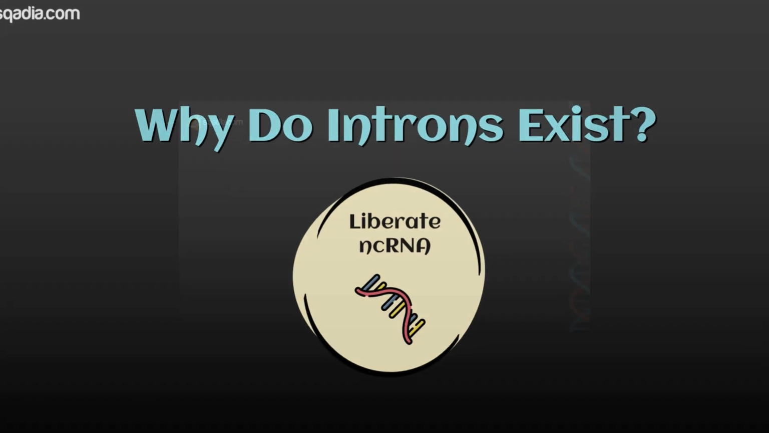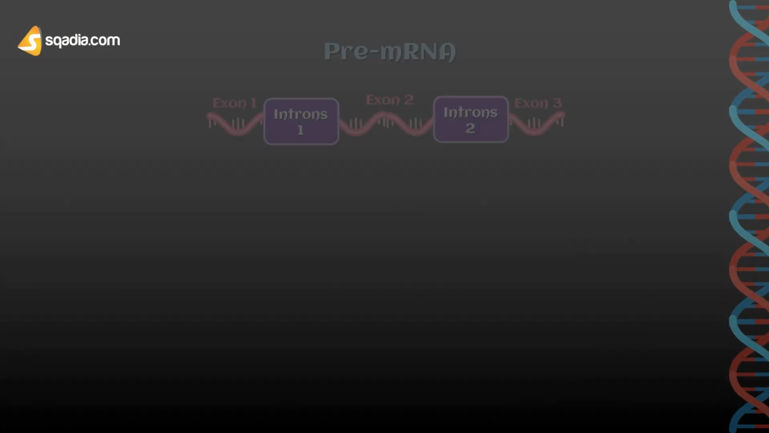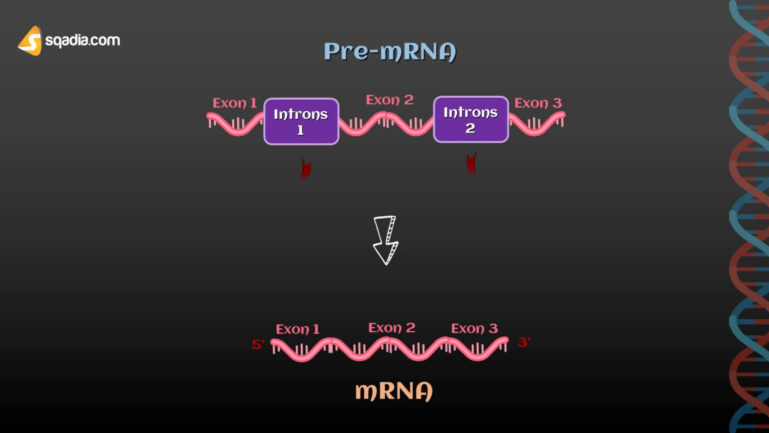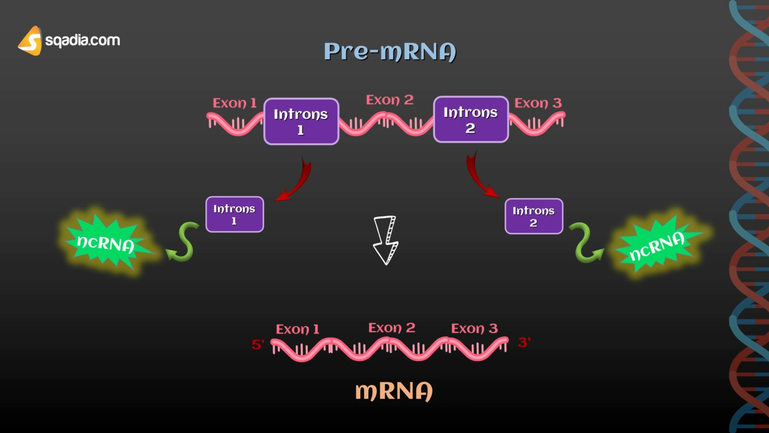The third function of introns is the liberation of non-coding RNA. Let's understand it. Once an intron is excised from a pre-messenger RNA, it is generally degraded. However, there are many documented cases where an intron actually contains a functional non-coding RNA. In such cases, the excised intron is processed to liberate the non-coding RNA, which then functions within the cell. Non-coding RNA functions to regulate gene expression at the transcriptional and post-transcriptional level.